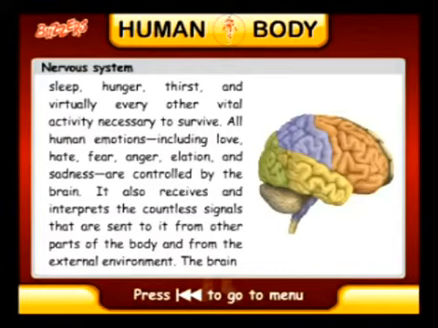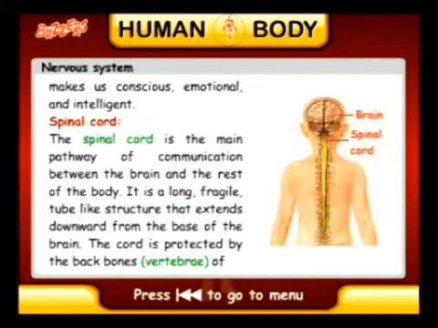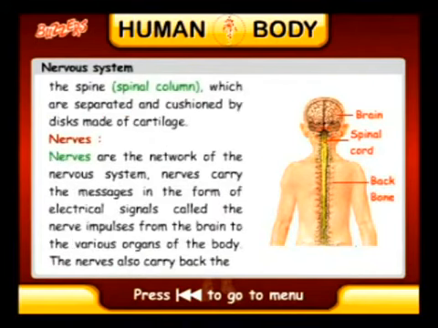It also receives and interprets the countless signals that are sent to it from other parts of the body and from the external environment. The brain makes us conscious, emotional, and intelligent. Spinal cord. The spinal cord is the main pathway of communication between the brain and the rest of the body. It is a long, fragile tube-like structure that extends downward from the base of the brain. The cord is protected by the backbones of the spine, which are separated and cushioned by discs made of cartilage.